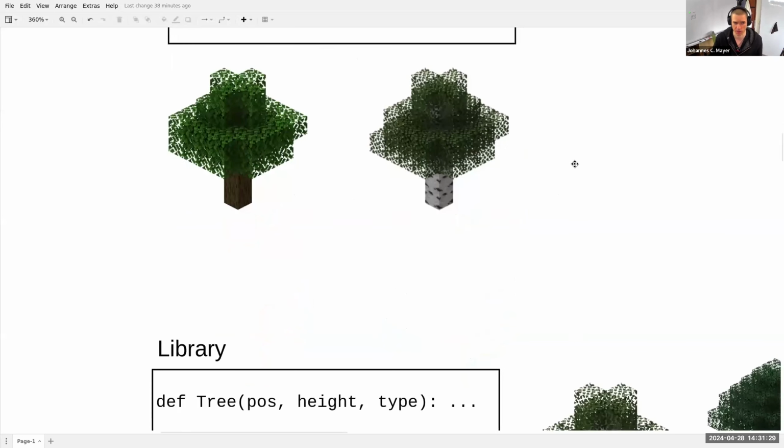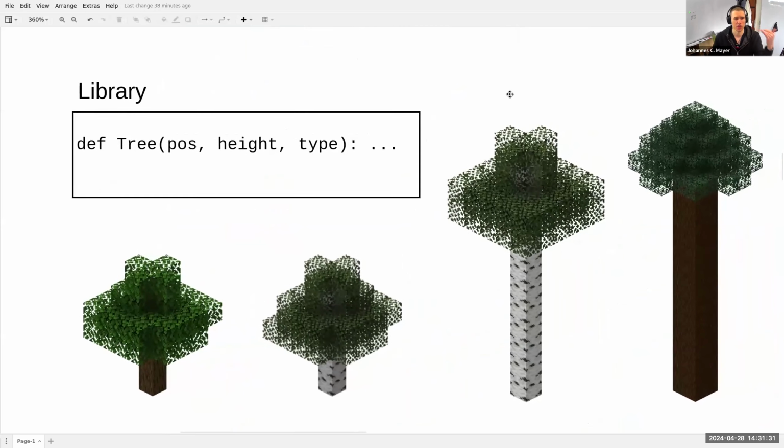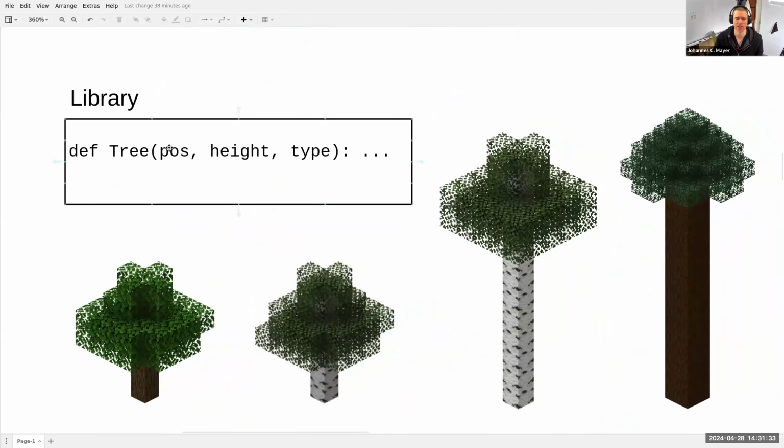And we want to go further with this. Ideally, we want to have some constructor of trees where we don't just take in the position, but also the height or the kind of tree.